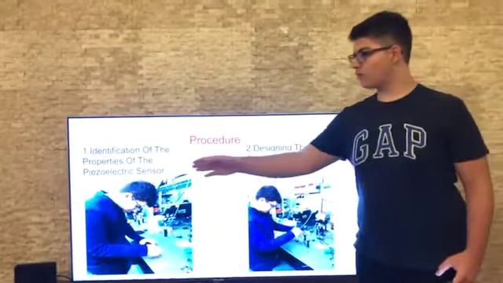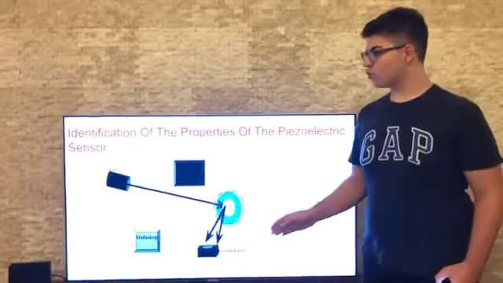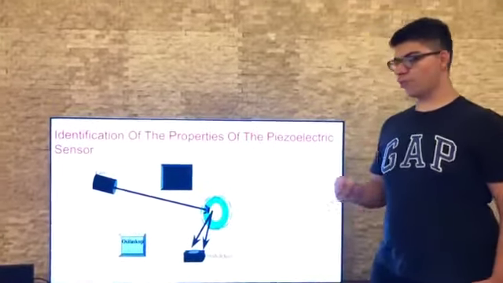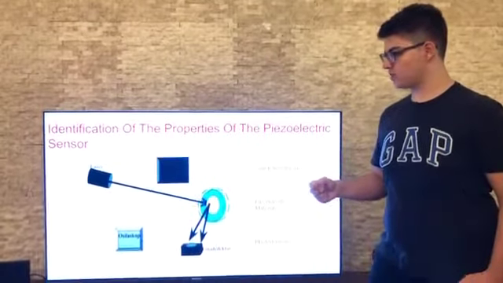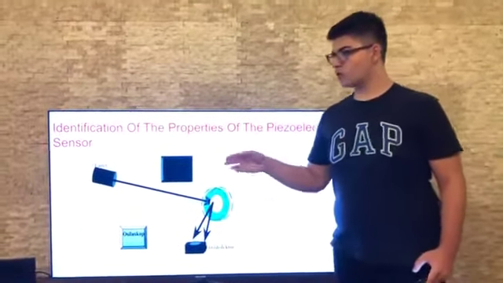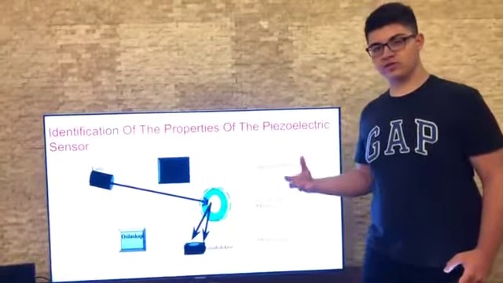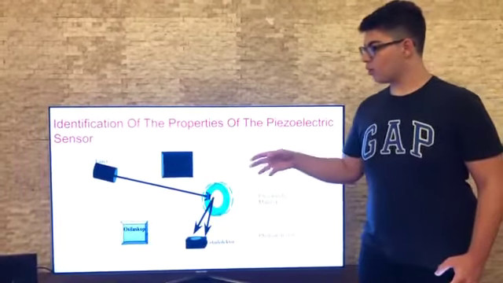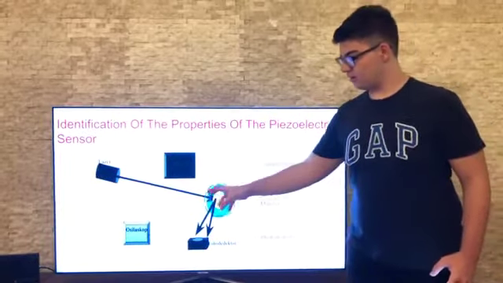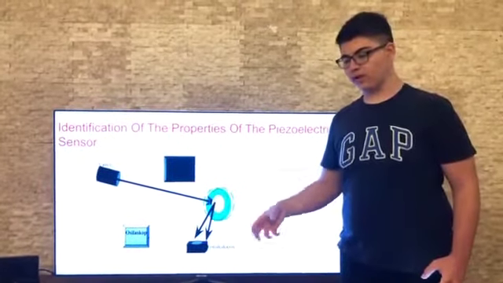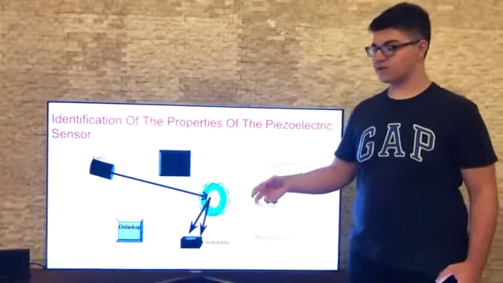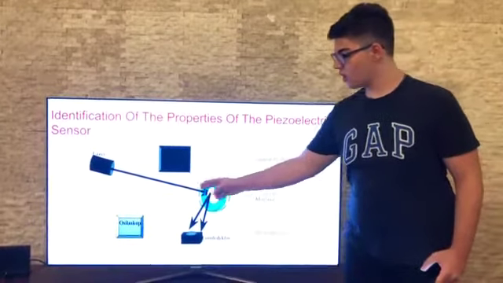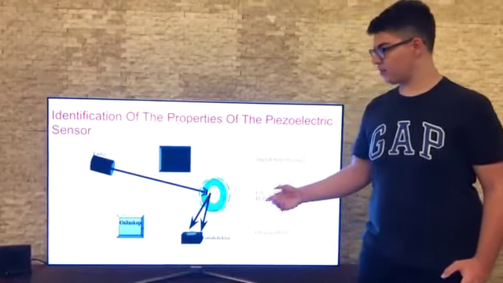For the procedure, we have two main sections. The first one is the identification of the properties of the piezoelectric sensor. So we wanted to identify the properties of the piezoelectric sensor, mainly its resonance frequency, because the sound emitted from the substance was so low, and we wanted to achieve full efficiency.